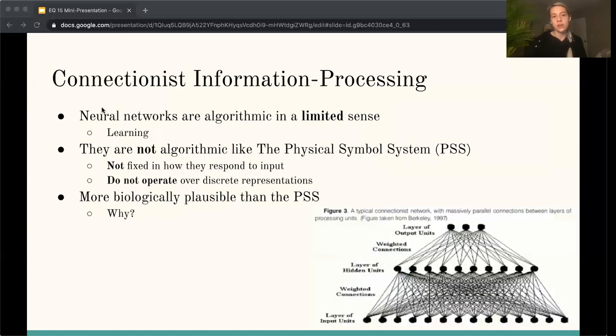The third feature I want to talk about is connectionist information processing. Neural networks are algorithmic in a limited sense for learning and updating activation levels on each cycle. And then this representation also entails that once a network has been trained, all of its knowledge is located in the weights of its connections, such as the neuronal synapses.